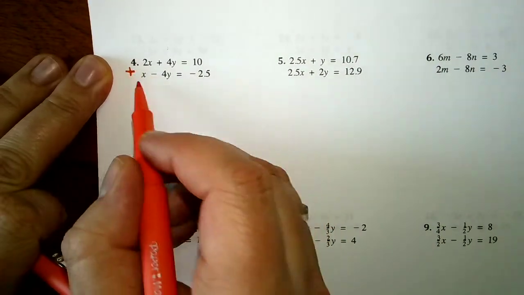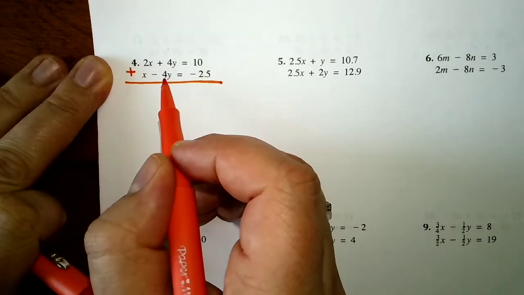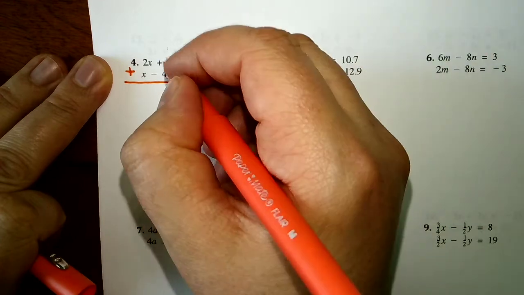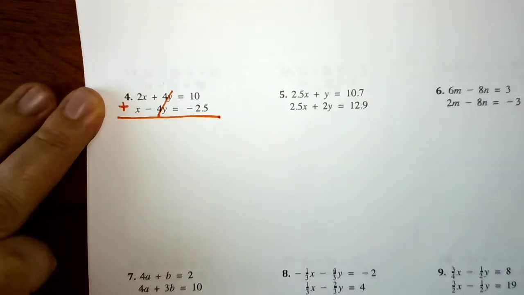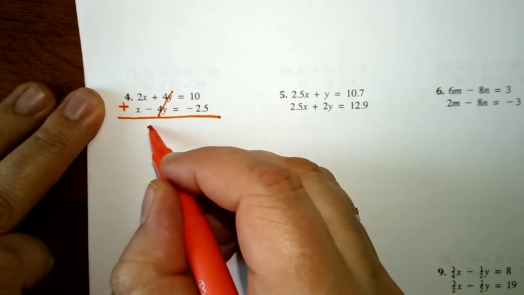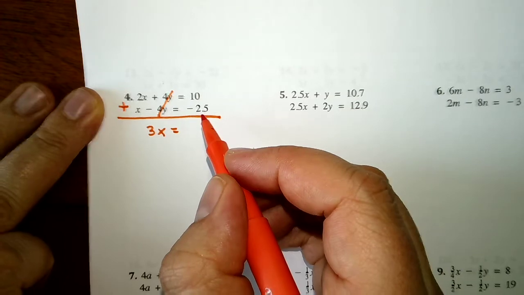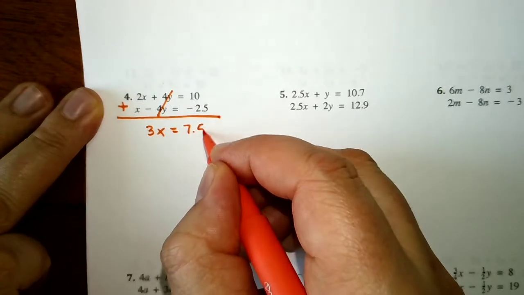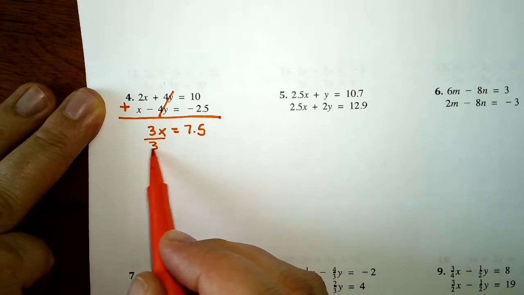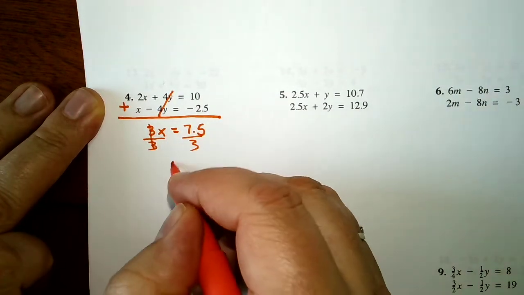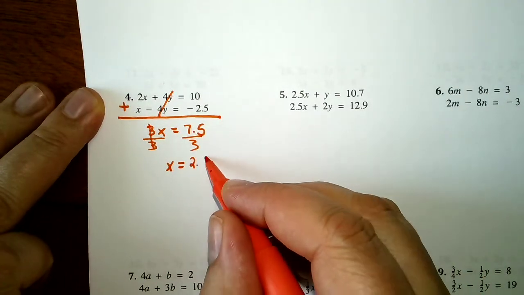So if I add my two equations together, 4y plus negative 4y is 0. They cancel out. All right, so 2x plus x is 3x. 10 plus negative 2.5 is 7.5. And then divide by 3, divide by 3. That x value is 2.5.